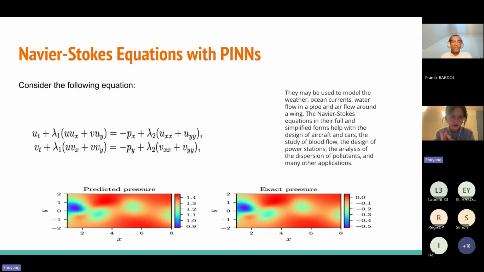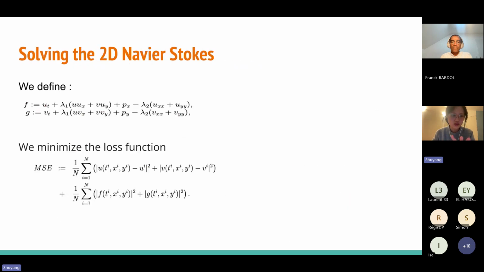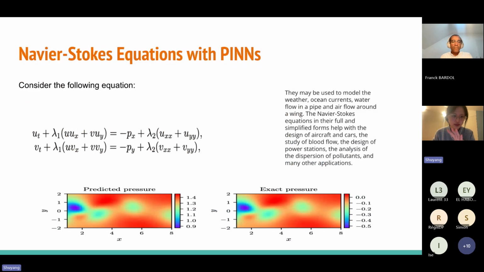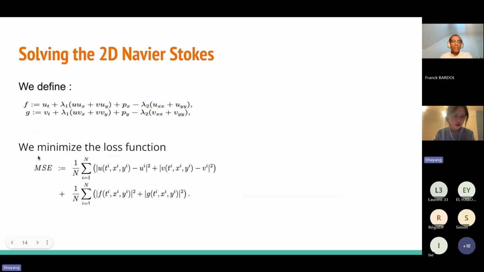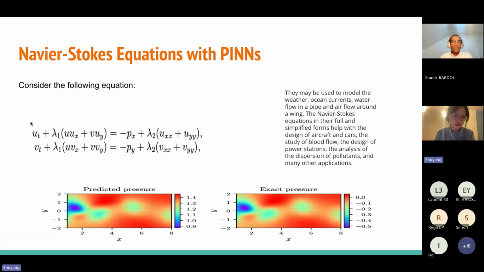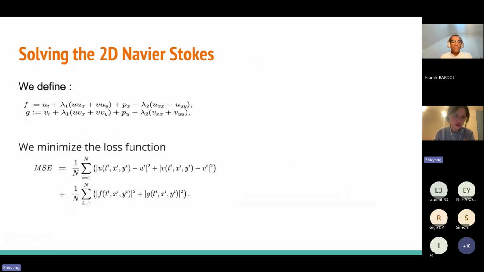Another example here is a 2D case, a Navier-Stokes equation. This is a model used a lot in weather, ocean currents, water flow, and so on. We can use more or less the same approach to approximate the solution. As you can see, now we have 2 equations. We can define f and g, just like what the solution behaves like.